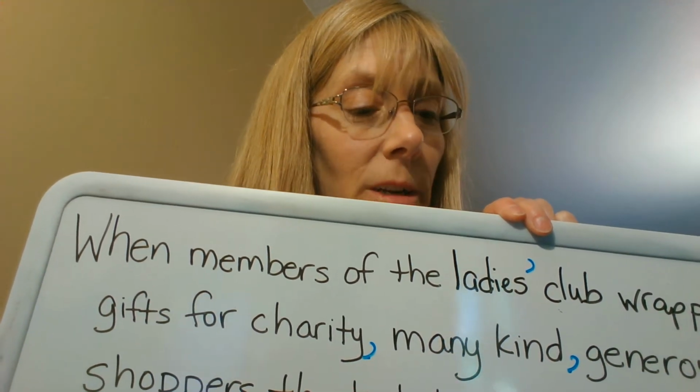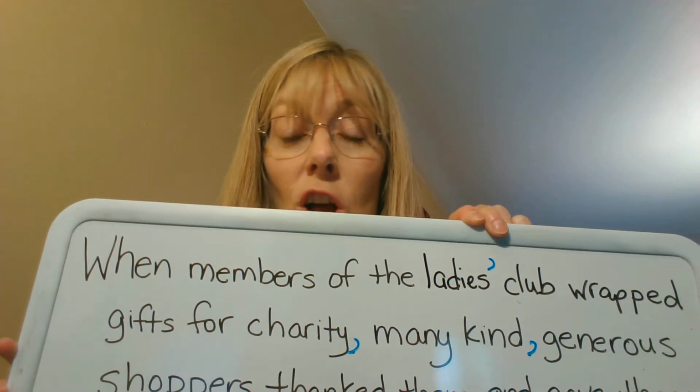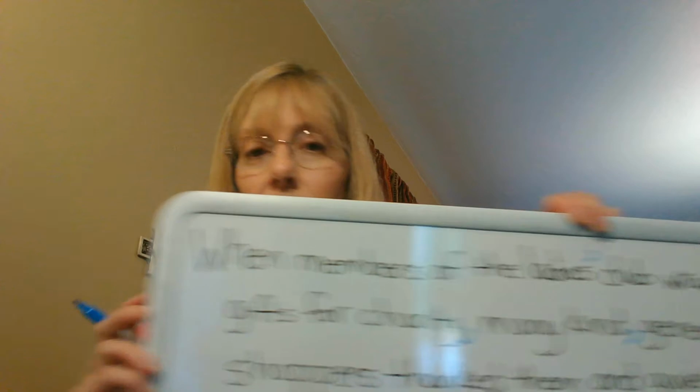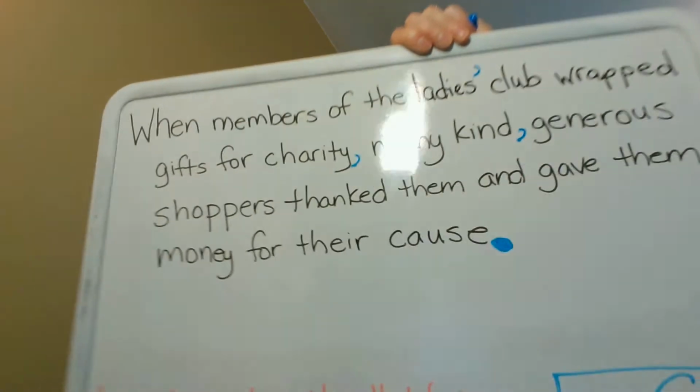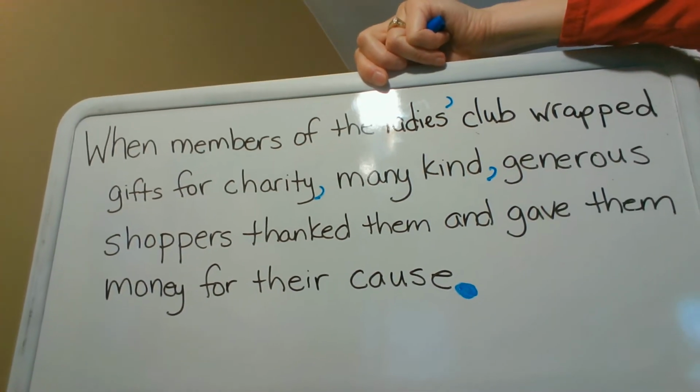Then let's take a look. What did the shoppers do? They thanked them and gave additional money for their cause. We don't need any commas there. All right? No need for commas between thanked and gave. But we do need a period at the end of the sentence. Okay, so that's what your sentence should look like, punctuated.